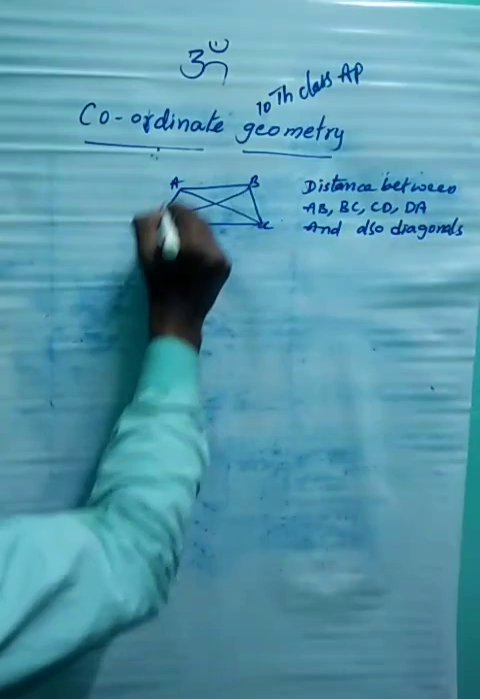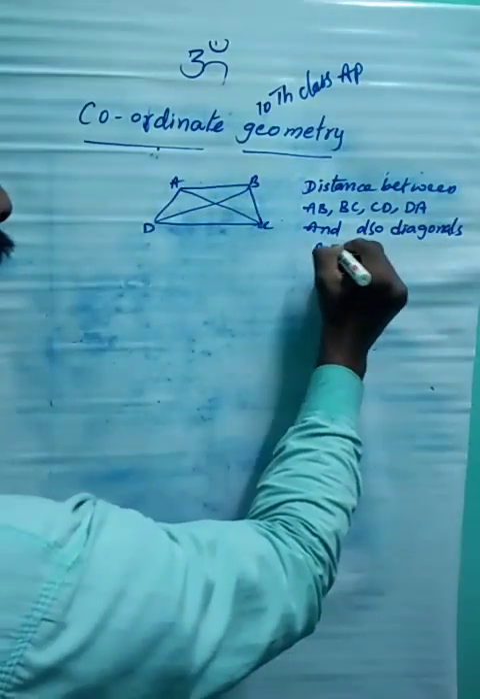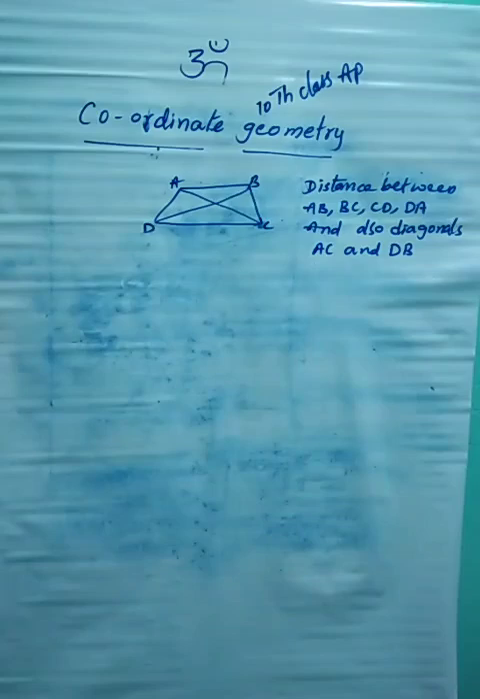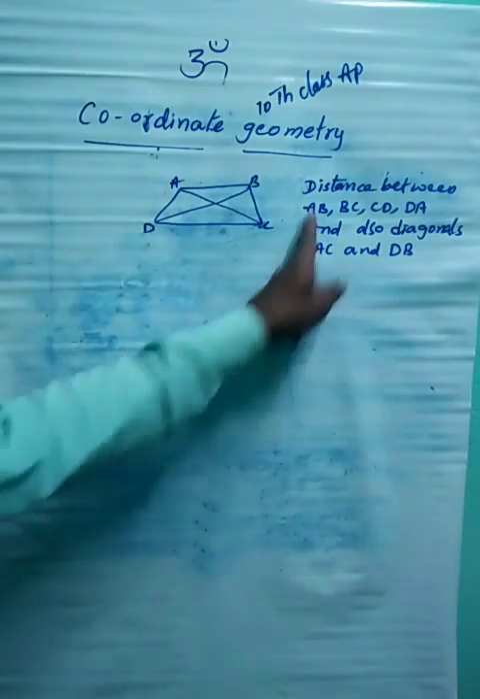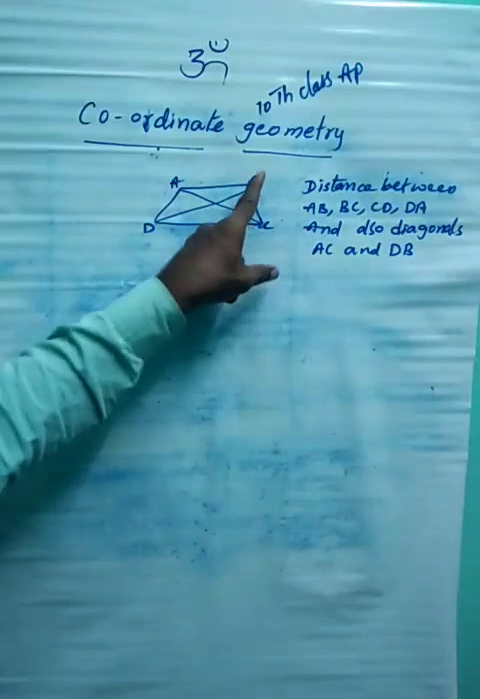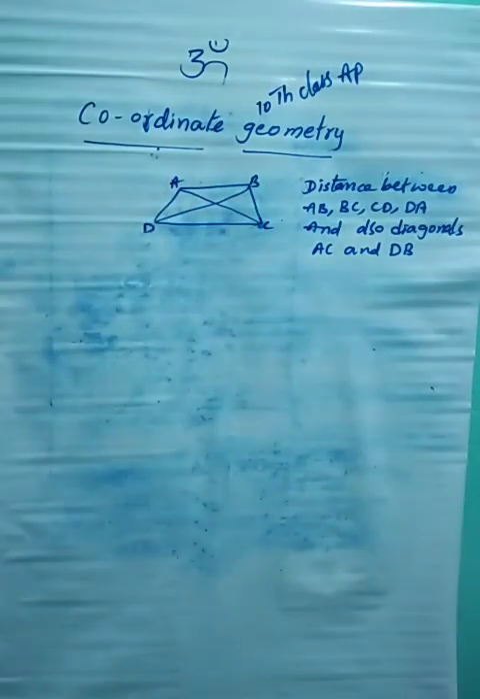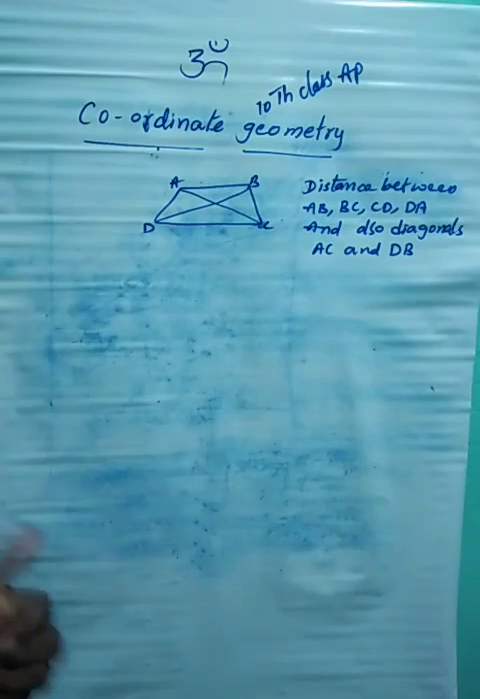So the diagonals are AC and BD. For any quadrilateral, we need to find the distances. First of all, these six: the sides AB, BC, CD and DA, and also the diagonals BD and AC. Finding all these distances tells us whether the shape is a square, rectangle, parallelogram, or other quadrilateral.